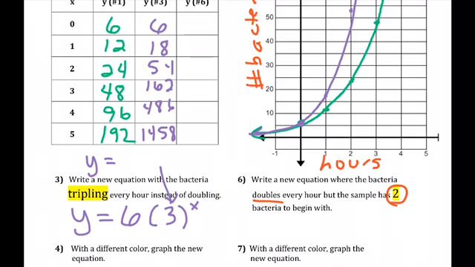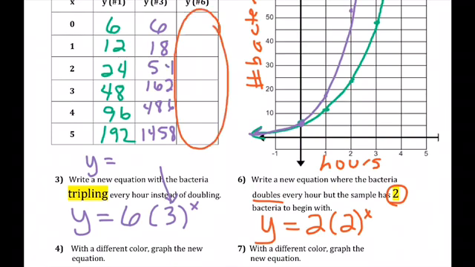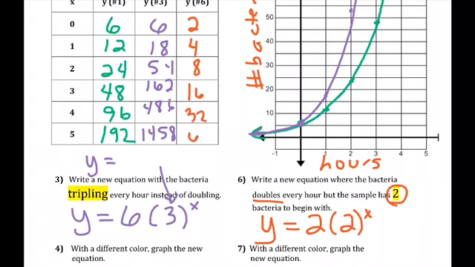So what you're going to do is we're going to write our equation. Y is equal to, we're starting with 2 bacteria and we're doubling. And so that's my equation. So now you're going to fill in this part of your table. So pause the video and use your calculator to get your numbers. So you should have gotten 2, 4, 8, 16, 32, and 64.